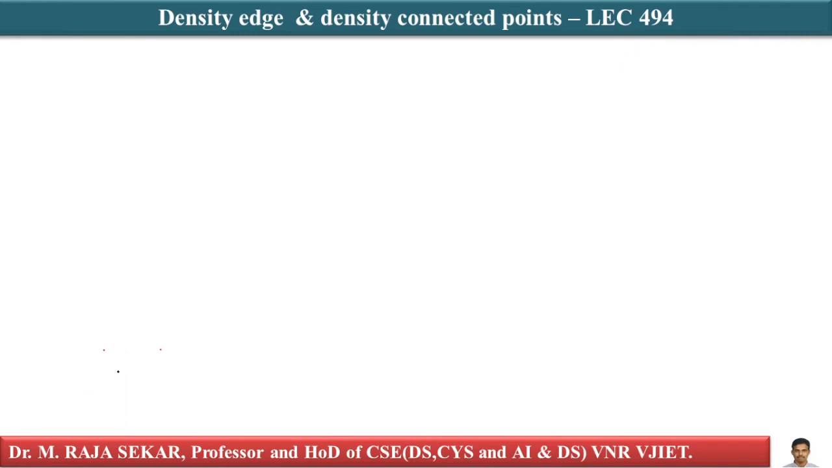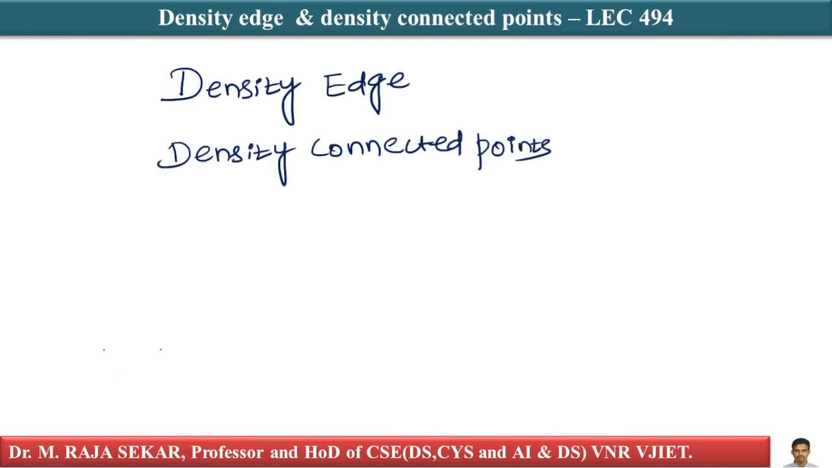In this lecture, we will try to understand density edge and density connected points. There are two more important terms and ideas that we need to be aware of before we go and learn the DBSCAN algorithm. The first idea is called density edge. The second idea is called density connected points. This is our first idea. This is our second idea.